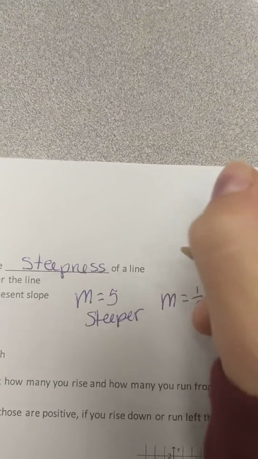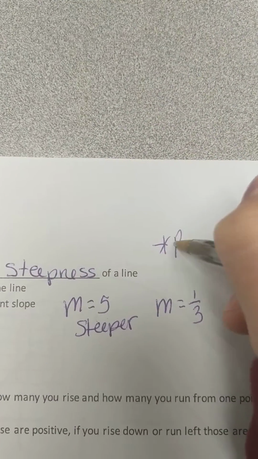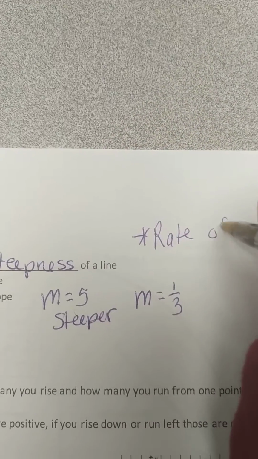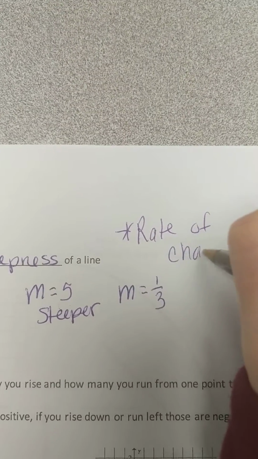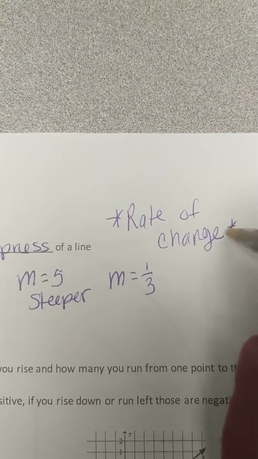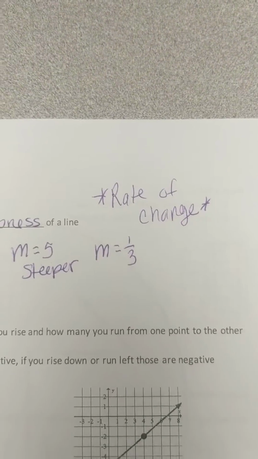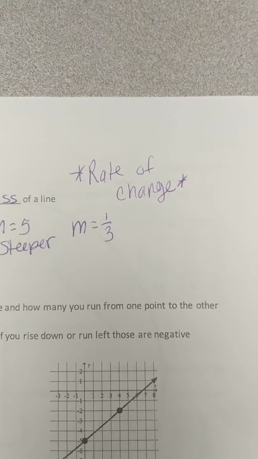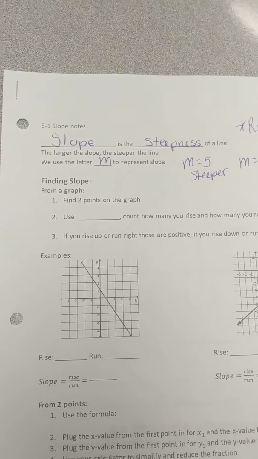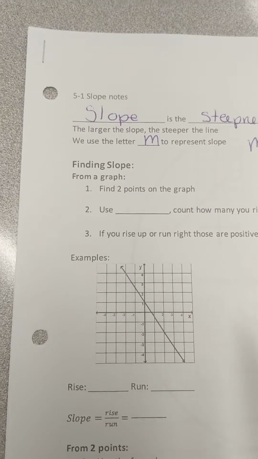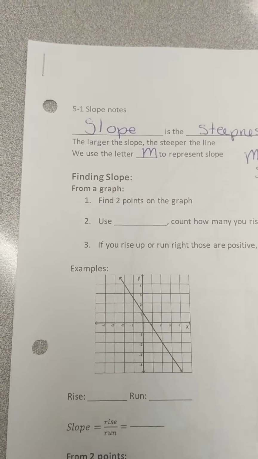We also call slope rate of change. So we might ask you to find the slope, or we might ask you to find the rate of change. They mean the same thing. So we're going to find the slope from 3 different ways. The first way is from a graph.